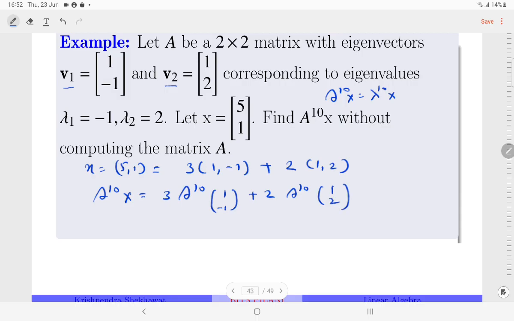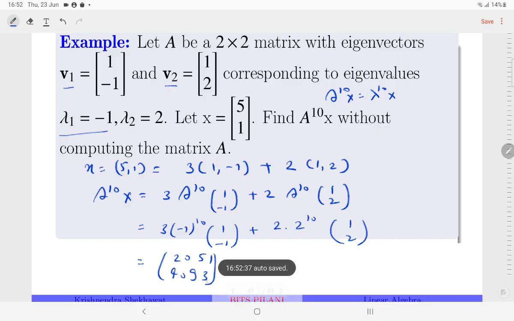Now you can see that (1, -1) is an eigenvector, and therefore A raised to the power n v is lambda raised to the power n v, and the corresponding lambdas are known. So this becomes 3 times (-1) raised to the power 10 (1, -1) plus 2 times 2 raised to the power 10 (1, 2). This gives us the required A raised to the power 10 x, which is (2051, 4093). Yes, a very interesting question.